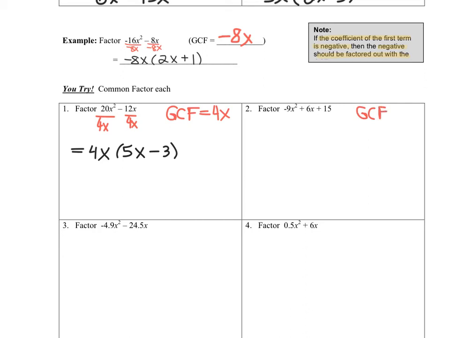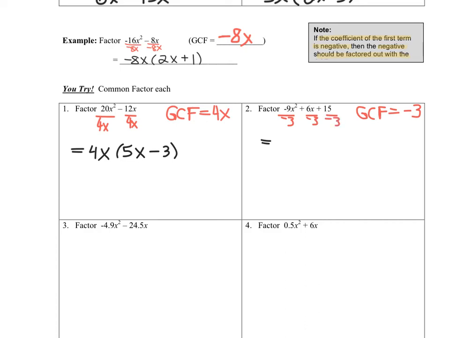I look at the negative. It starts with a negative, so I know my greatest common factor is going to have a negative with it. Now I look at 9, 6, 15. My greatest common factor is going to be a 3. Now I have 3 terms. They don't all have an x in common. That constant doesn't have an x attached to it, so I cannot factor out a variable in this case, and that's okay. So I'm going to divide everything just by negative 3.